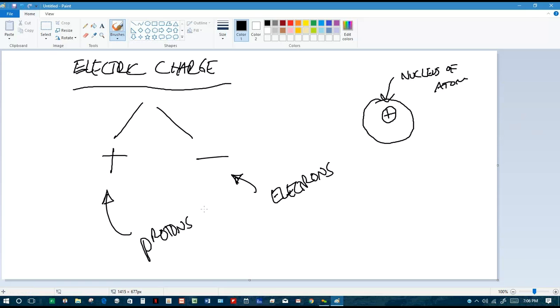Why is my pen not working? Here it is. So I'll just jot a few of these ideas down. If you have one proton, that's a hydrogen atom. If you have 2 protons in the nucleus, then you'd end up having 2 neutrons as well. And that would be a helium atom.